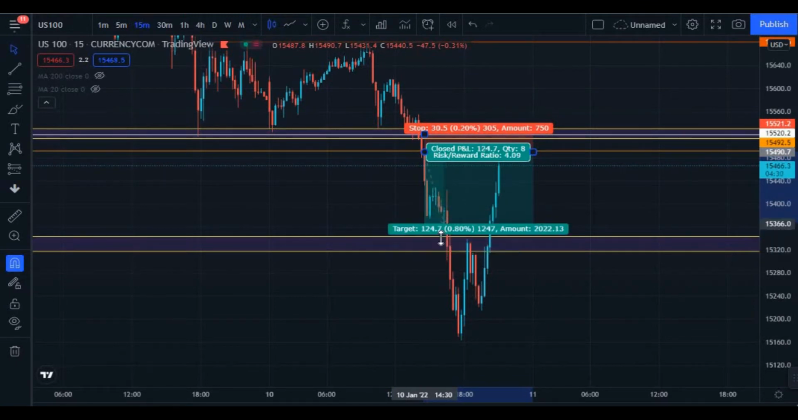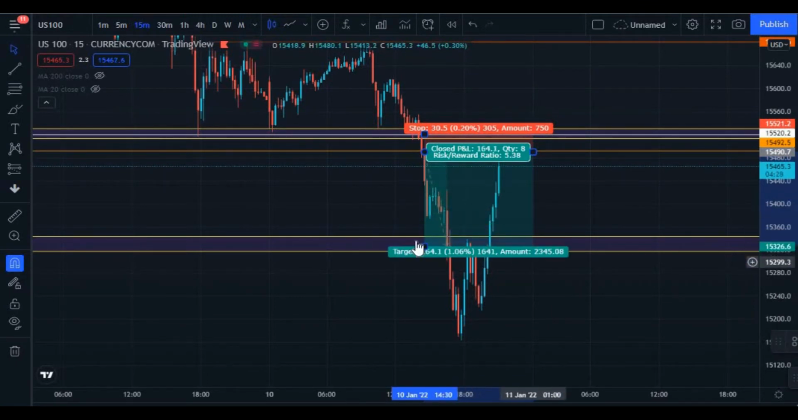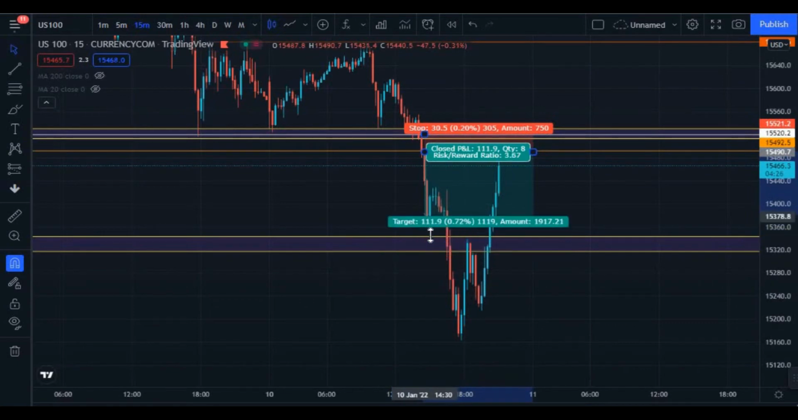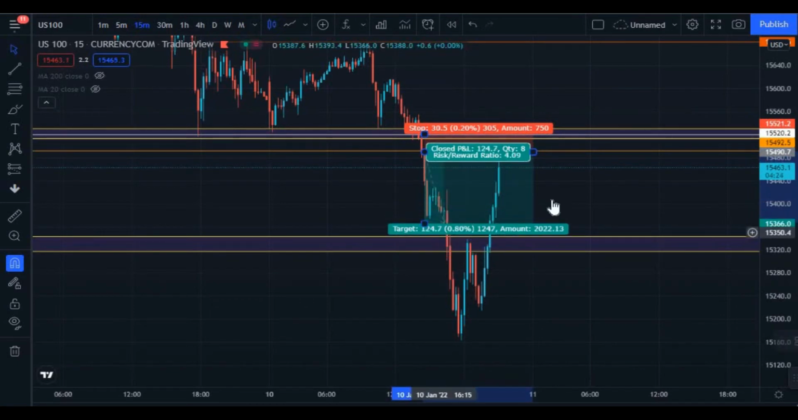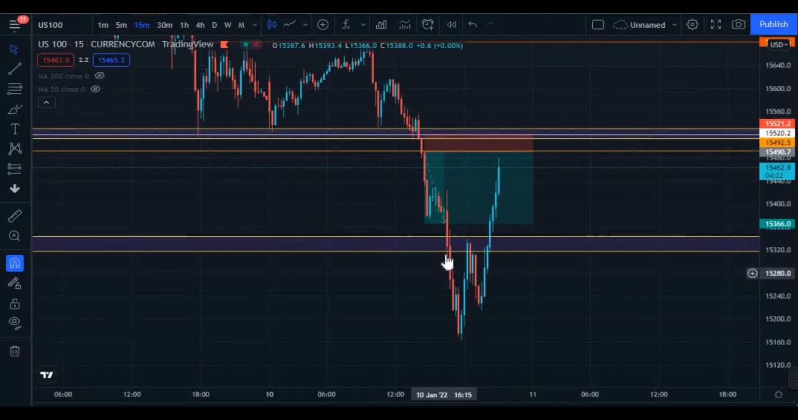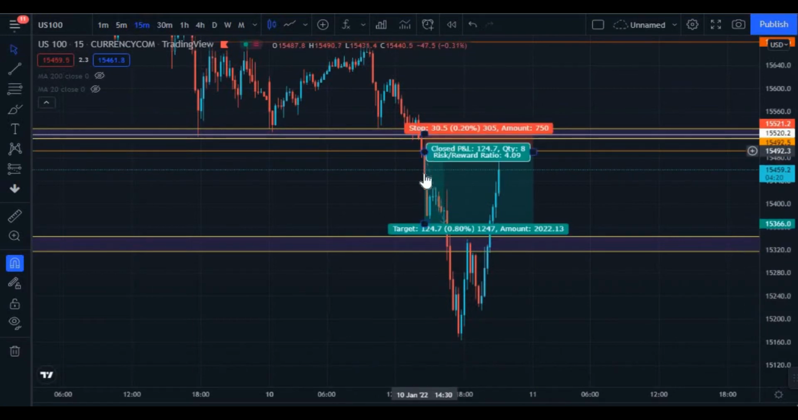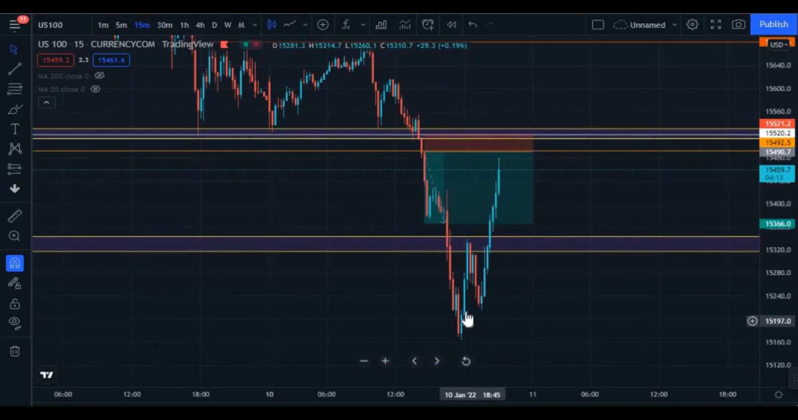And as you can see, this is how price played out. This is how price played out, right? Remember, we didn't know price was going to break below this zone. So this is how price played out before New York opened. New York opened, price opened up, got to this zone and pushed back down to the downside.